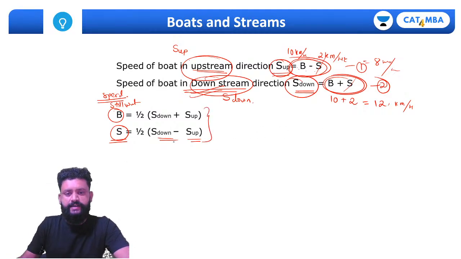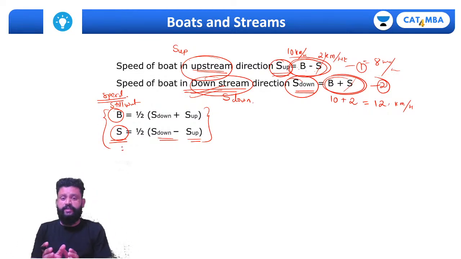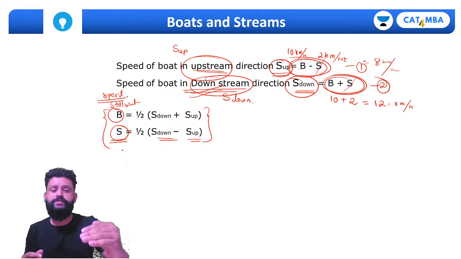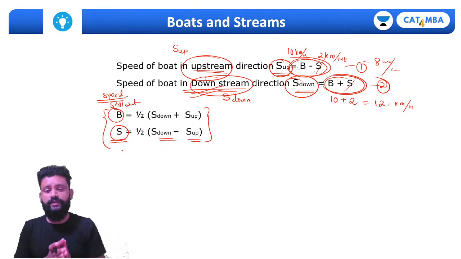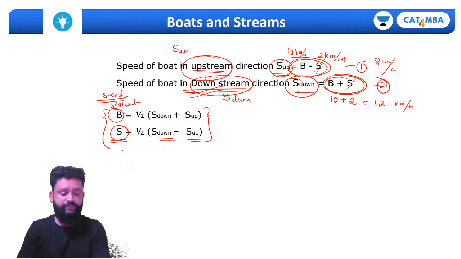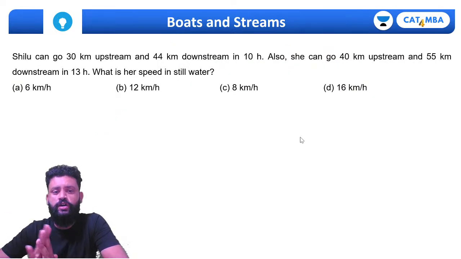So hopefully it's a really simple concept. Relative speed is similar, you can say, but here the scenario is completely different. We call it upstream and downstream. In downstream, the direction is the same, but don't think direction-wise; the relative speed is completely different, and boats and stream is a different scenario. So let's go ahead and solve a simple question based on this.